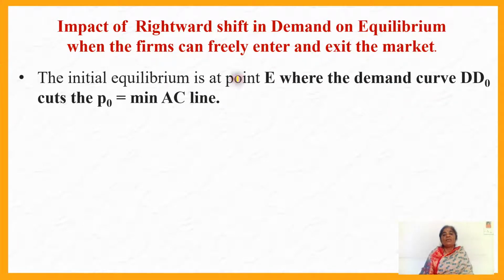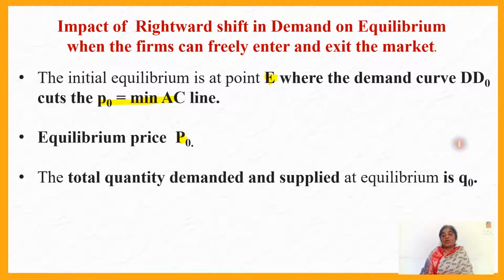Here, the initial equilibrium is at point E, where the situation is, as I have explained, P0 is the minimum AC, the equilibrium price P0, and the total quantity at equilibrium was Q0.